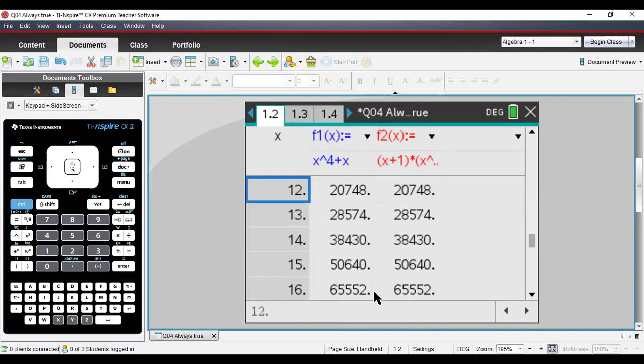And that's the answer, and that's as easy as I can make it. Just graph these guys, compare their tables, and see which ones actually are always equal. That means they're always going to be true.